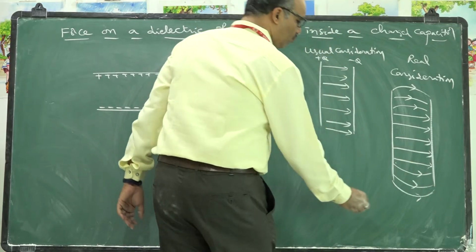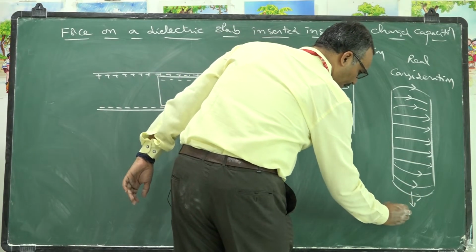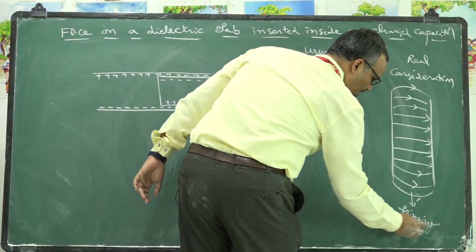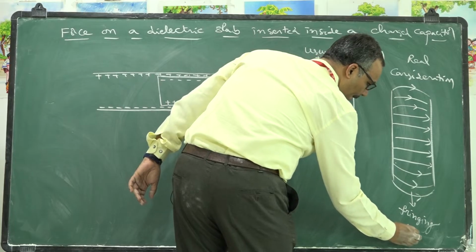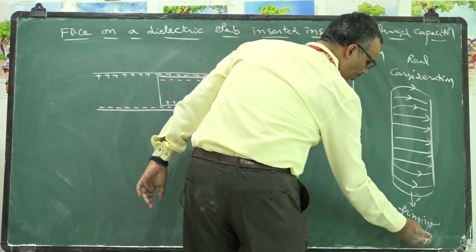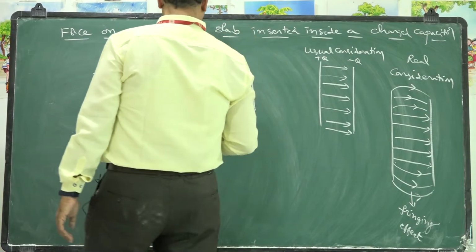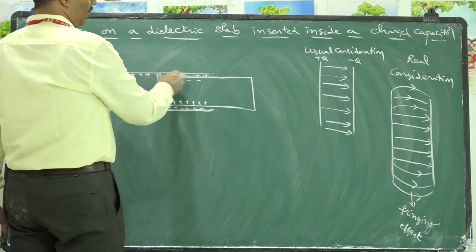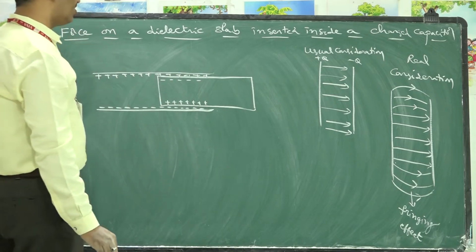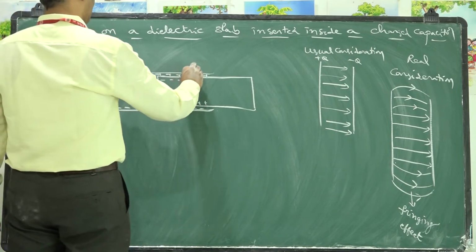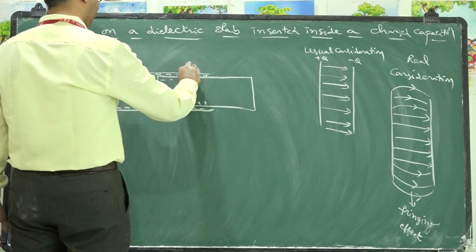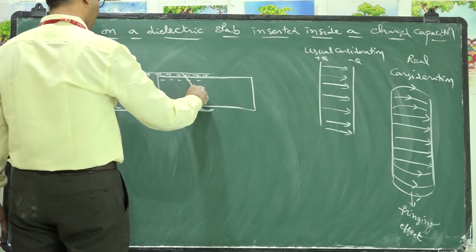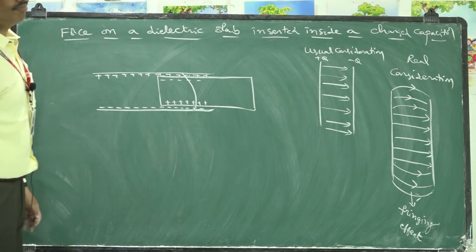This effect is called fringe effect or fringing effect. So due to the fringing effect, almost when you are coming to the edges of capacitor, the lines of force are having some curved shaped structure like this.